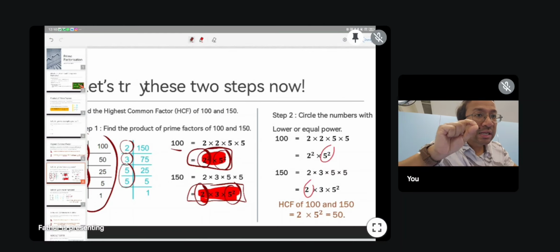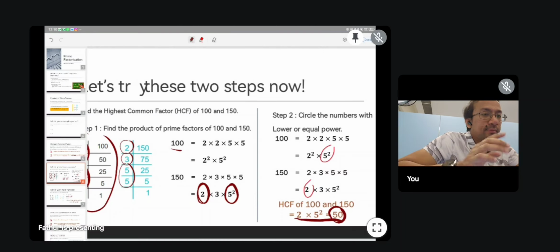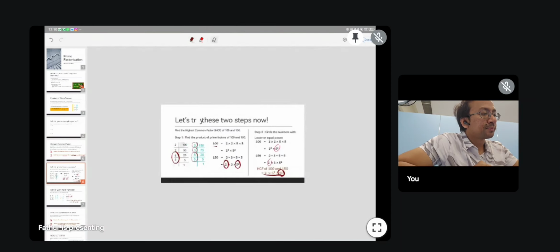So next part is circle the lower or equal power. So the common numbers with lower or equal power. So the common numbers 2 and 5. But in these, I circle the common number 2 with the lower power or equal power. So 2 and 5 square. So I get 2 times 5 square, you get 50. That's all. Okay. So that's how you do highest common factor.